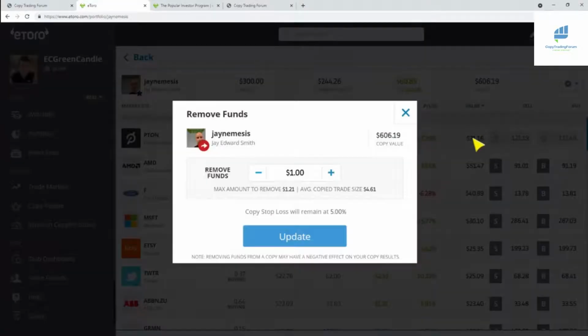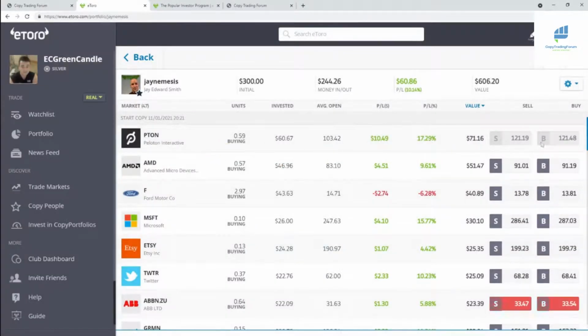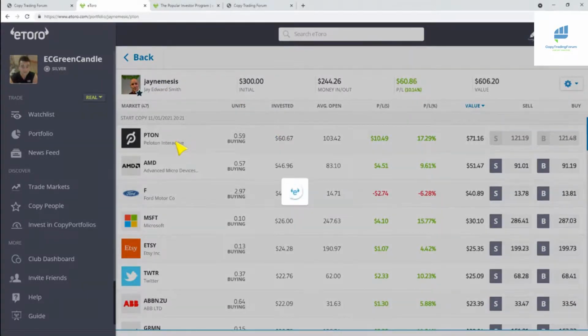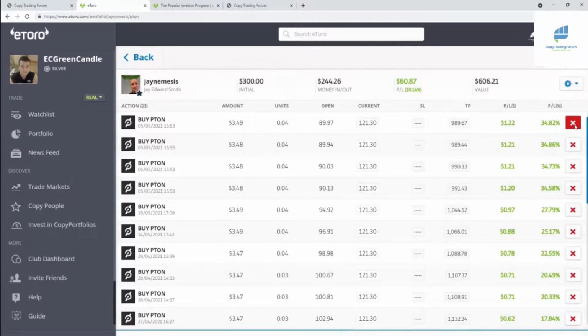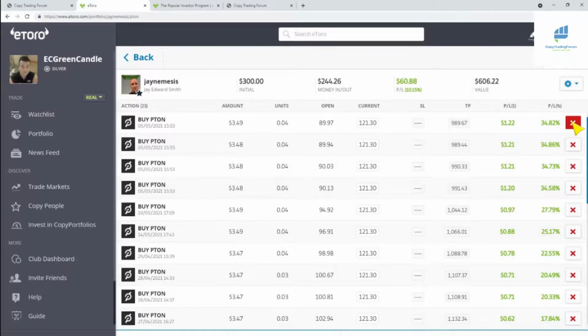But remember, when you remove funds, you can see the max amount to remove is $1.21 because obviously all of the money is invested in stocks. So you can only remove funds when he actually closes the trades, or else you can go in and individually close a trade if you wish on JNMS. You can click into the stock. Let's say you needed money for something, and let's say that was up 10%. You can close any of the trades individually in the portfolio. See, I can click on close, and it's off market. The market's not open, but you can close them and take that profit of $1.22, and you get your money back, whatever you invested.